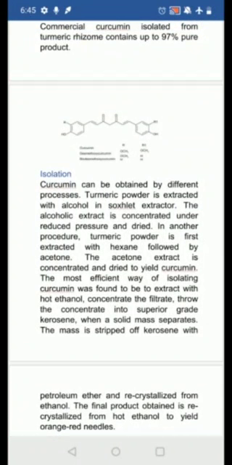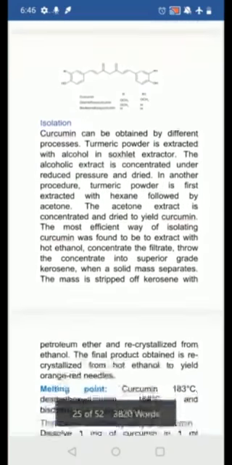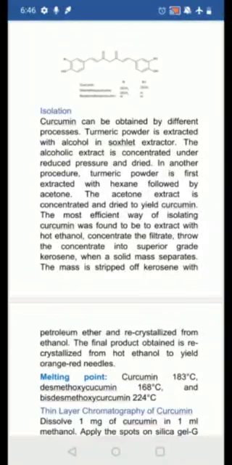When coming to the most efficient way of isolating curcumin, it was found to be isolation with ethanol. Then we concentrate and filter. Then we pour the concentrate onto superior grade kerosene. When the solid mass separates, the mass is stripped off from the kerosene with petroleum ether and recrystallized from ethanol. The final product obtained is recrystallized from hot ethanol to yield the orange red needles of curcumin. Okay, so simple.